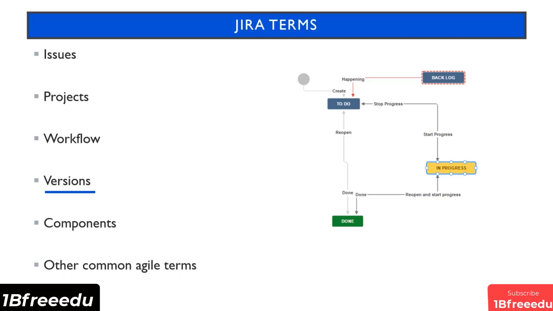In Scrum, a version is usually pre-planned and is released when the planned work is complete, whereas in Kanban, a version can be released at any time and will contain all the issues that are complete or in the done state at that time.